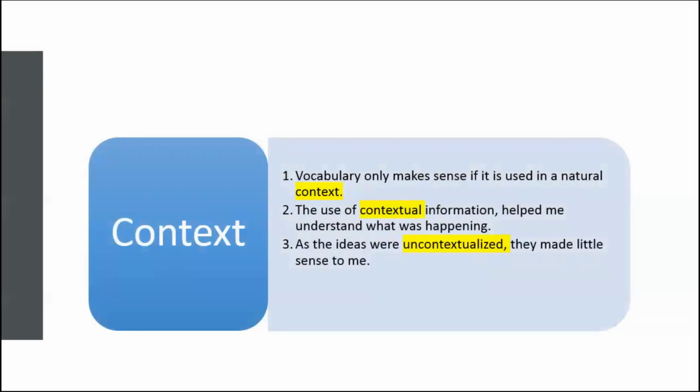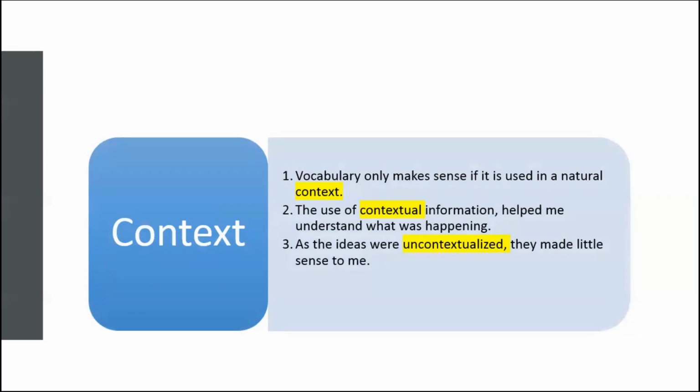Context. Vocabulary only makes sense if it is used in a natural context. The use of contextual information helped me understand what was happening. As the ideas were uncontextualized, they made little sense to me.